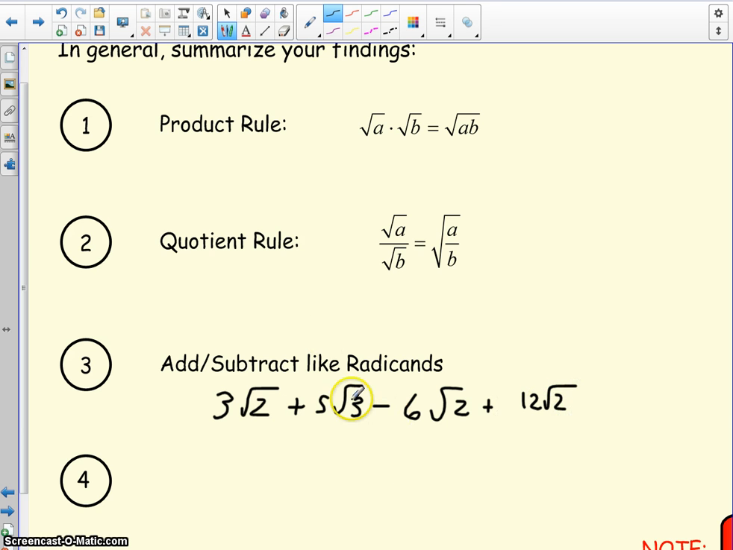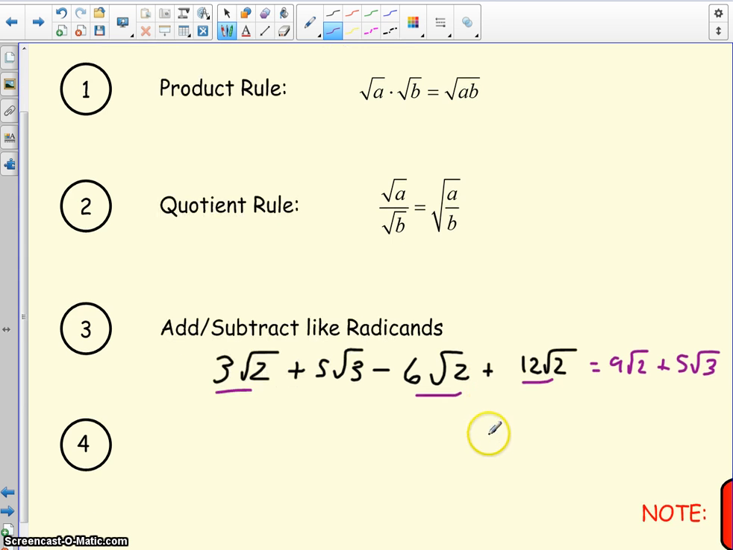You can do some simplification here, but only with the radicands that are like each other. So we've got root 2, and root 2. We can add the coefficients here. 3 minus 6 is negative 3, plus 12 is 9. So those three together, if I'm combining this one, and this one, would give me 9 root 2. There'd be nothing I could do with this 5 root 3 because there's no other root 3s to combine it with. So I'd get 9 root 2 plus 5 root 3, and this would be a more simplified form of that kind of expression.